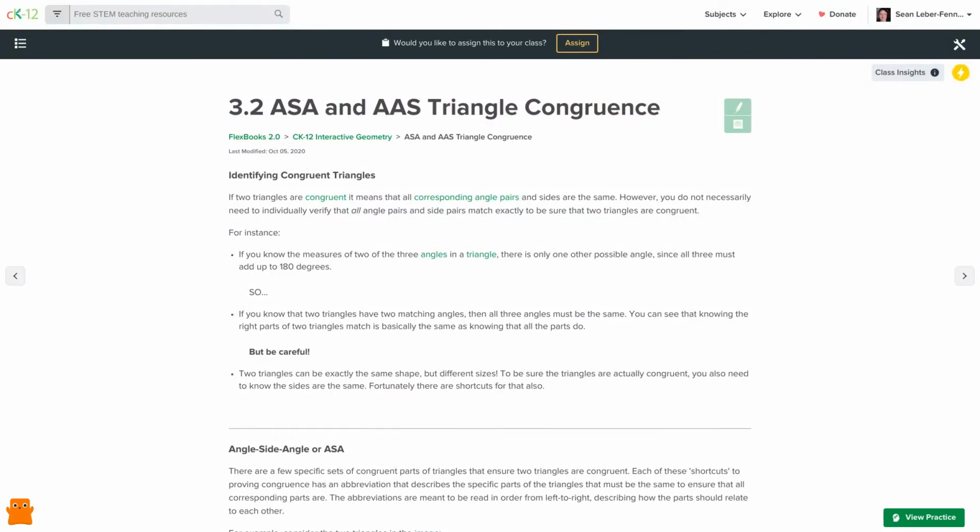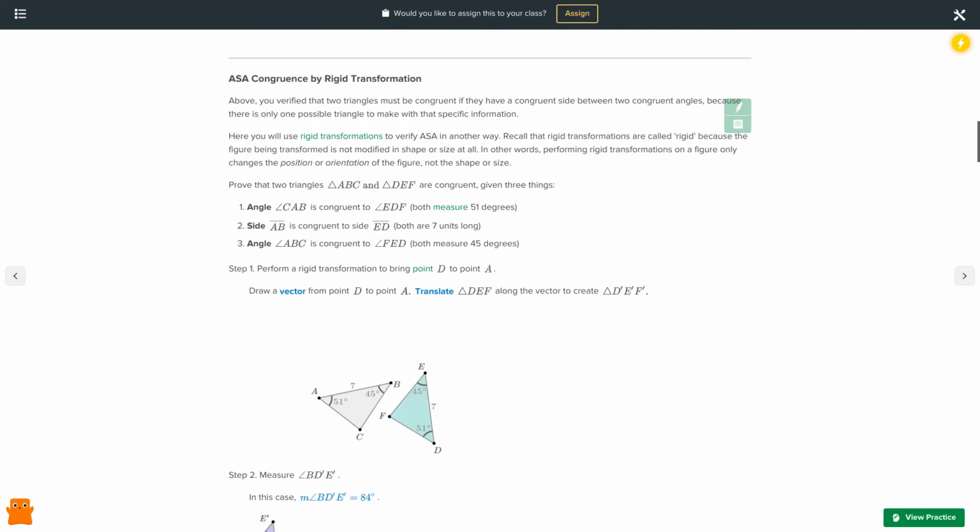Right, we're finishing up with the angle side piece of 3.2. Scrolling down.